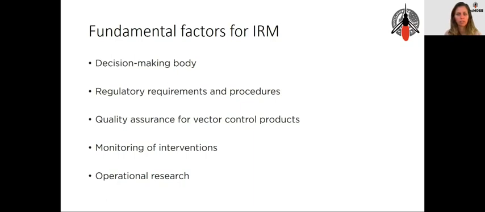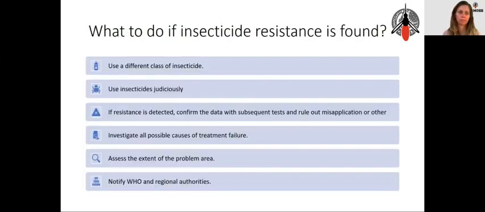Quality assurance for vector control needs to be in place to ensure that high-quality vector control products are deployed. It's important to monitor interventions after deployment and also to conduct any operational research to support vector control planning and implementation in line with IRM.